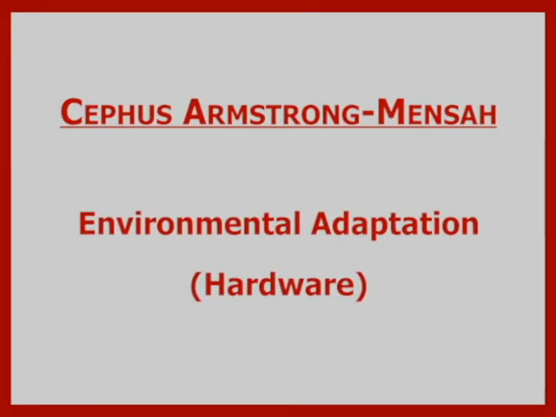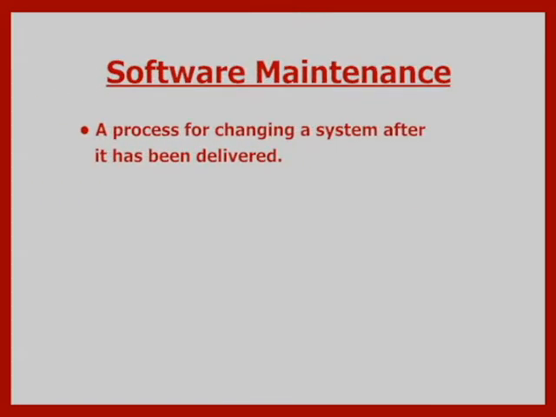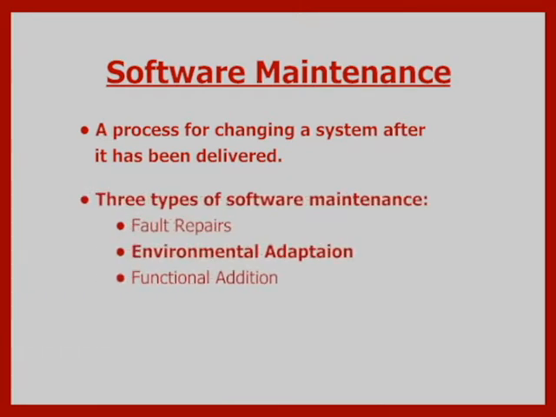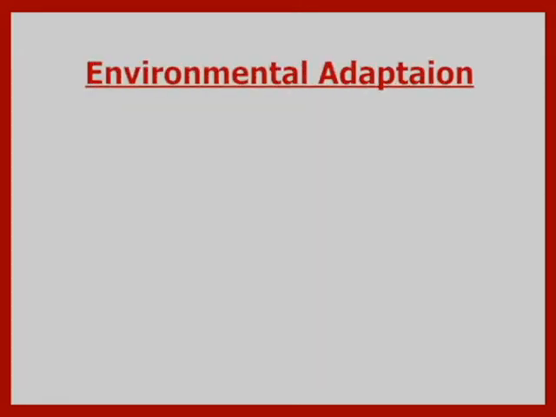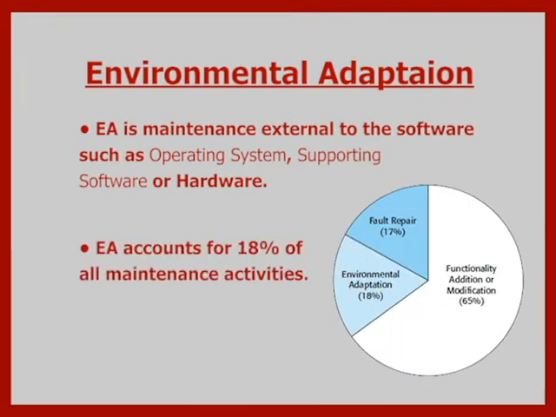My name is Cephas, and over the next couple of minutes, I'll be continuing the conversation of what software maintenance is, which is a process for changing a system after it has been delivered. There are three main types of software maintenance, but I'll be covering parts of what is known as environmental adaptation. EA is maintenance external to the software, such as maintenance at the operating system, supporting software, or hardware level. EA accounts for 18% of all maintenance activities, as reported by Sommerville.